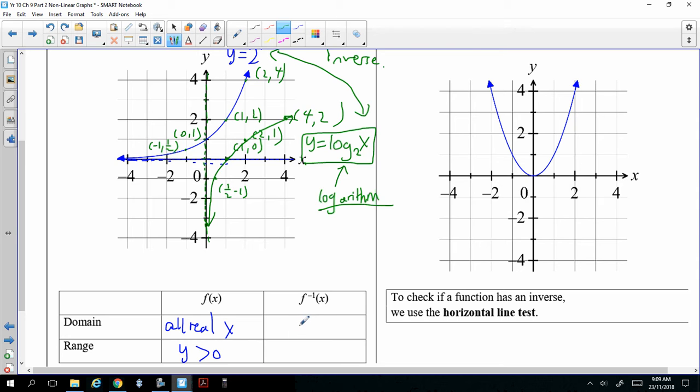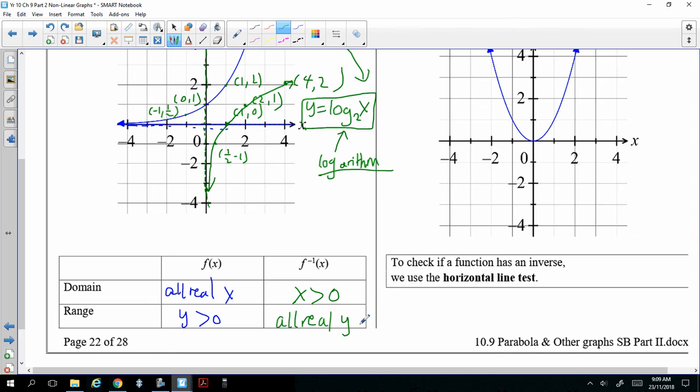Can you see clearly these two get swapped? Like everything. You swap the x and y value, you swap the domain and range, you swap everything. So it's very interesting. Okay, sit down.